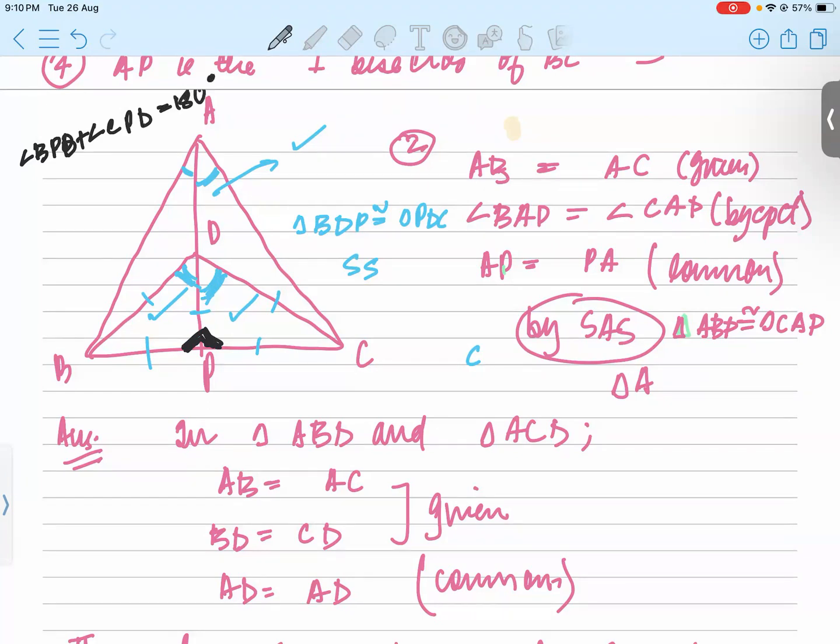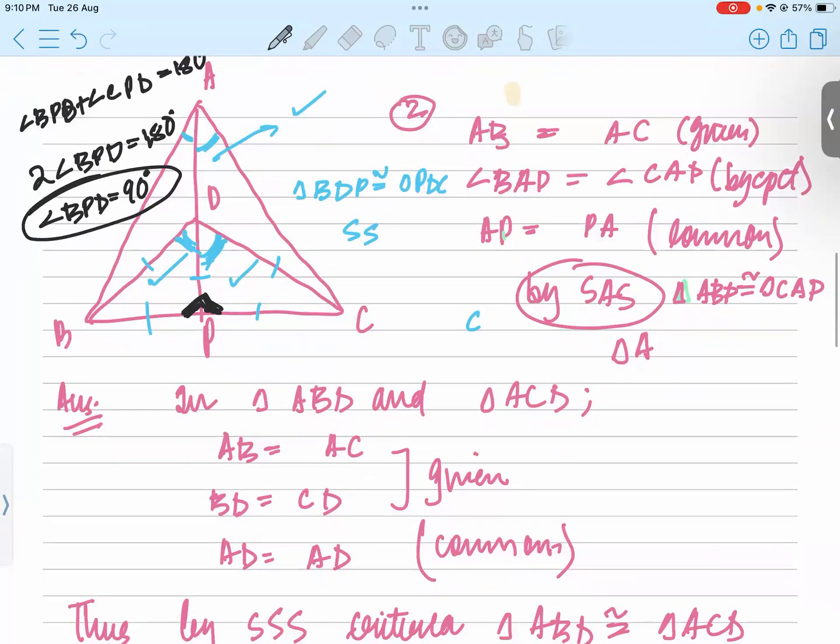Also, children, can I also say that they are equal to one another by CPCT? So they are equal also. So I'll write twice of angle BPD is equal to 180 degrees. So angle BPD is 180 by 2, that means 90 degrees. Right? So children, you can do this one also like this. Quickly write the statements and then I'll move to the next question.